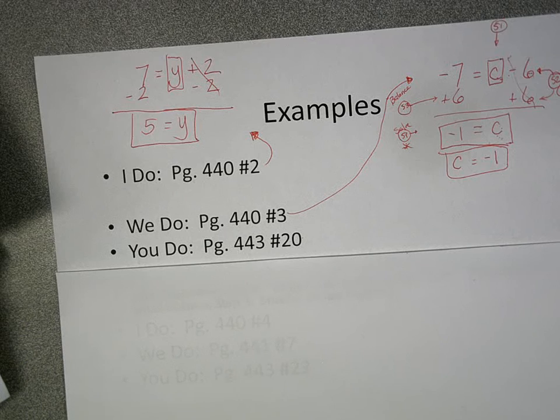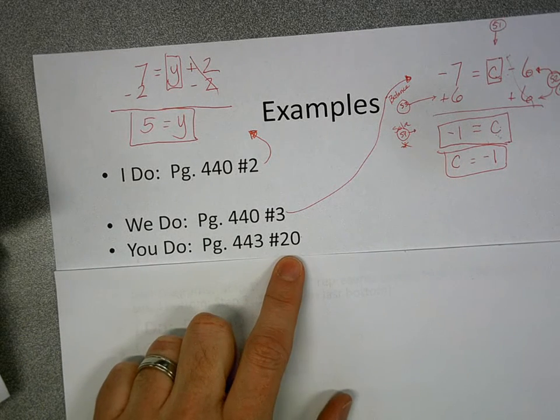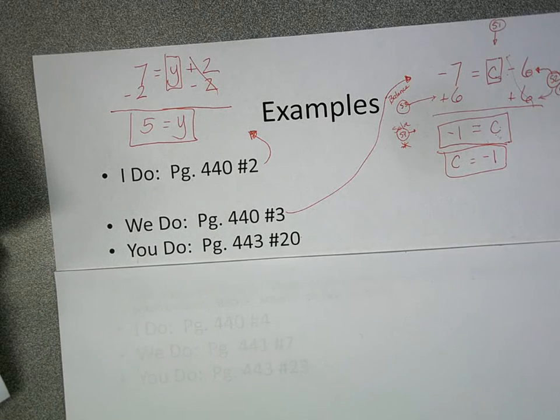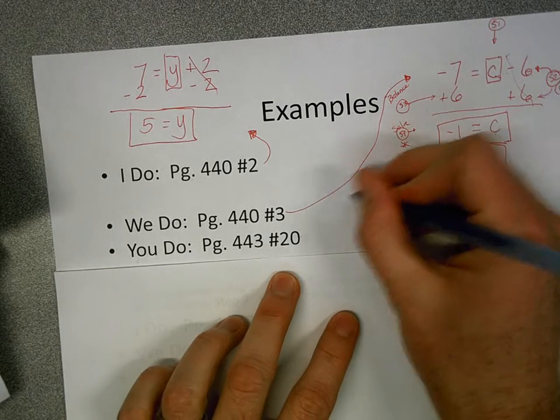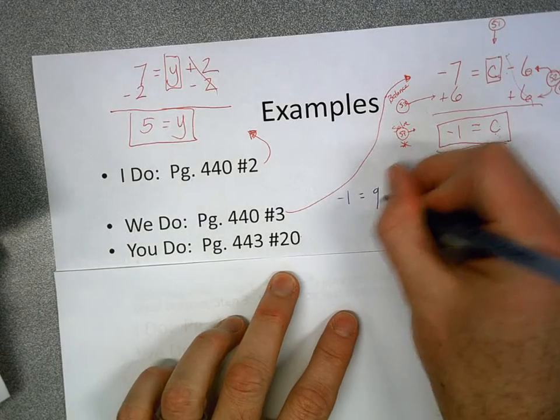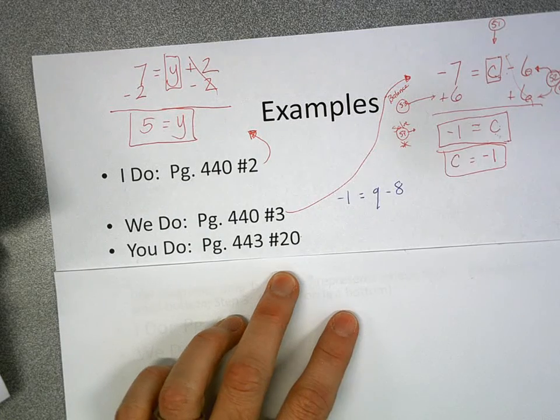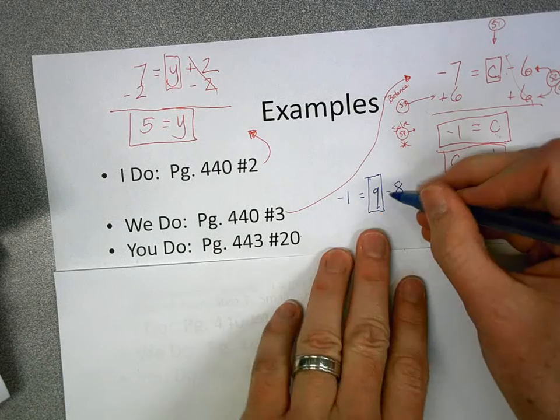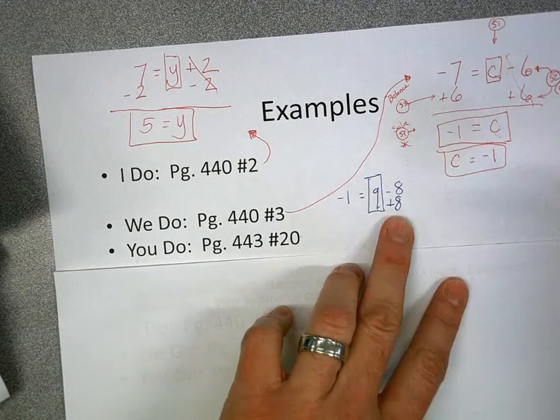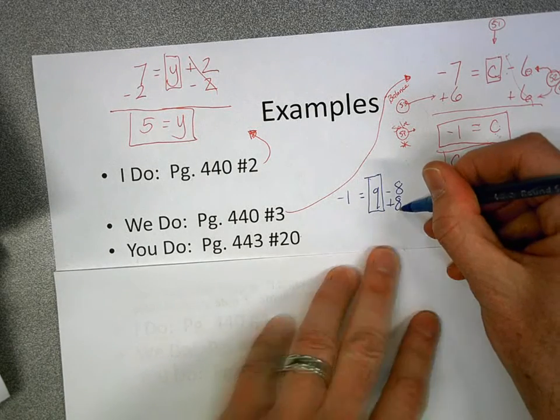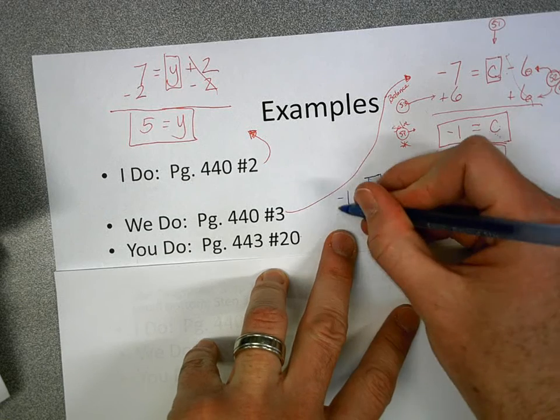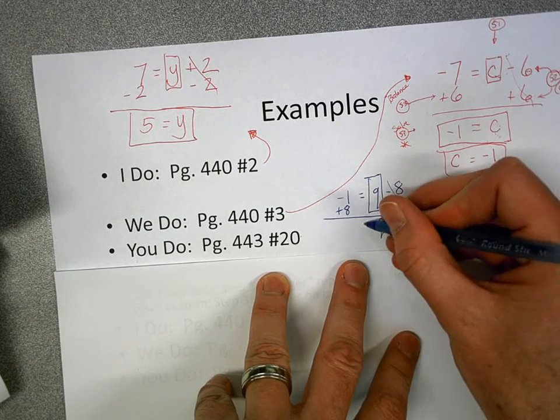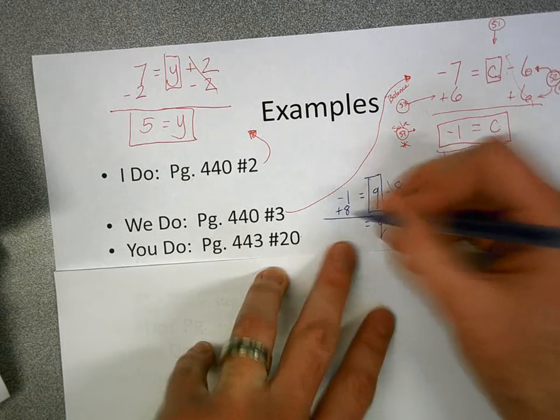Okay, here we go. Problem number 20 was -1 equals Q minus 8. All right, so variables here. Right next to it is -8, so I'm going to go ahead and do the additive inverse. I'm going to do the opposite, add 8 here. Whatever I do to this side, I do to the other side. Add 8 there. So these cancel, so I end up with my Q by itself. -1 plus 8 is a positive 7.